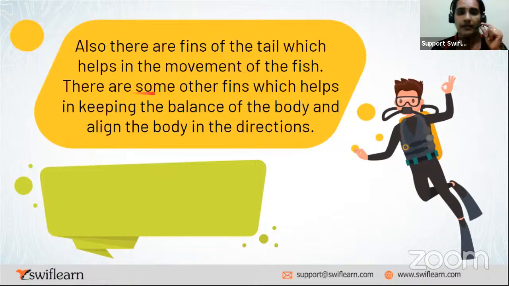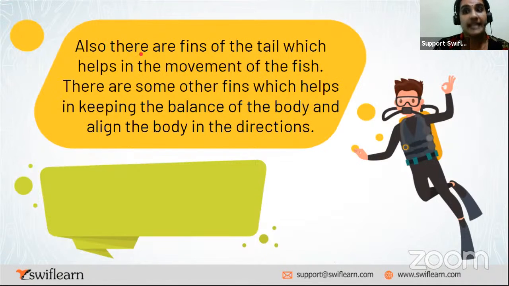There are some other fins which help to keep the balance of the body and align the body in the direction in which they are going. So it curves. If the head is in this position, the tail will be in the opposite direction. It will form a curve and produce a jerk, and push forward.